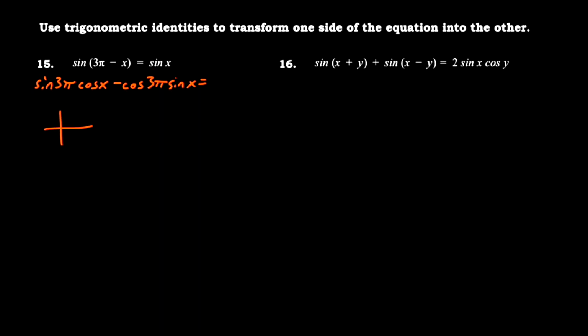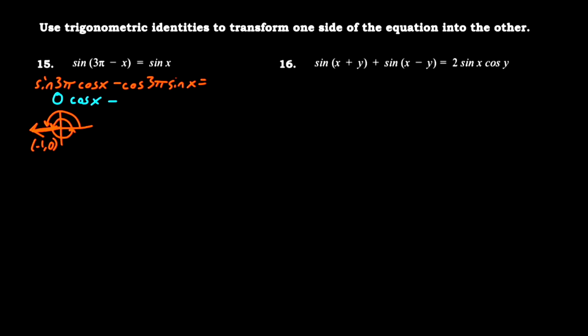If you think about the unit circle, 3 pi would be, well, here's 0, and then 1 pi, and then 2 pi, and then 3 pi. So 3 pi is over here on the left, and that's the point (-1, 0). Well, the sine value, or the y value, is 0. So this is like 0 times cosine of x, and that term's just going to go away. But let's keep writing here.